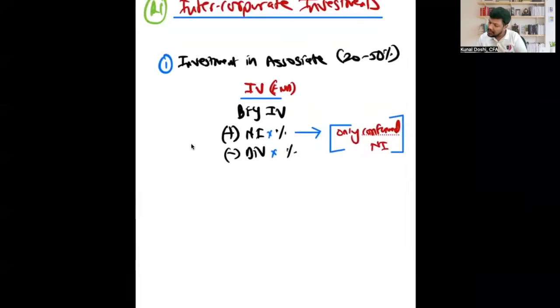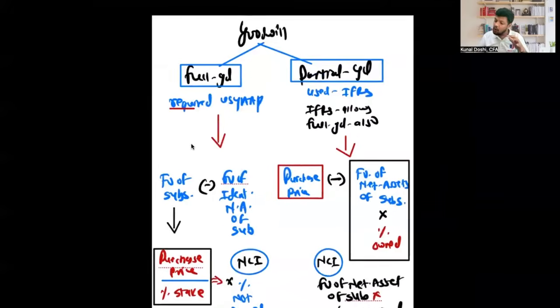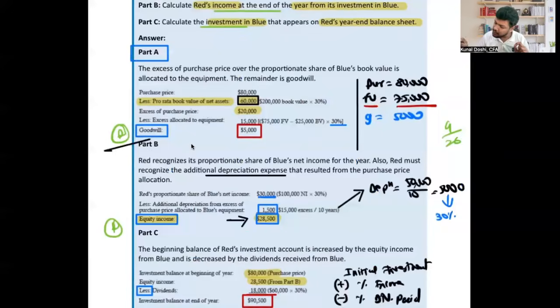How we calculated the investment value is this: beginning value plus proportionate net income, minus proportionate dividend. That is going to give me the ending investment value. And now about goodwill, how do we record the goodwill? Goodwill is the additional price that we paid over and above the fair value of the net assets. We will come to this slide in a moment. This is how we recorded goodwill: extra amount paid over and above the proportionate fair value of the asset.